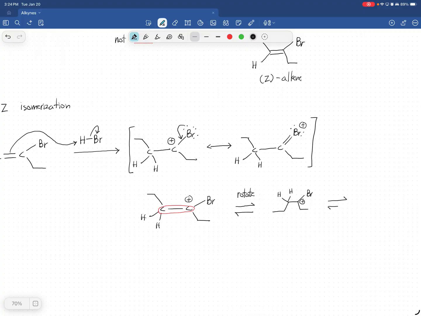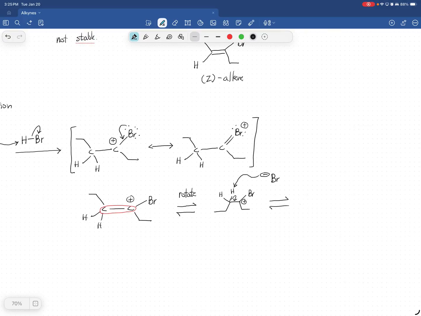If I think about what's in solution, remember this hydrogen can also come off. So this Br can come around and just take this hydrogen again and reform the double bond. And now we have the Z alkene.